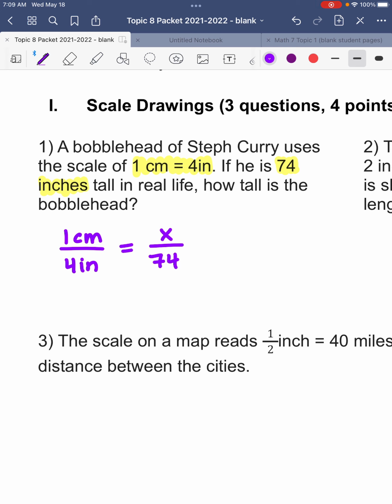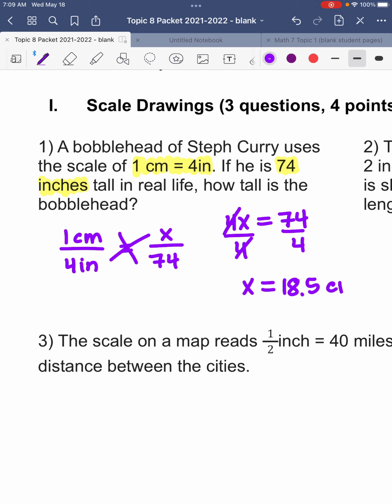Now I just cross multiply. So 4 times x is 4x. And I set that equal to 1 times 74, which is 74. To get that x by itself, all I have to do is divide by 4 on both sides. So x equals 18.5. 18.5 centimeters. Don't forget to include your unit.